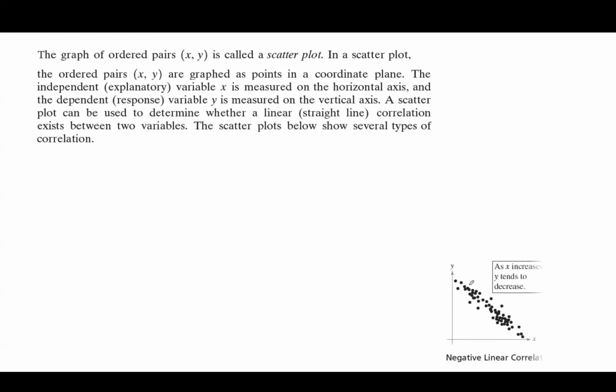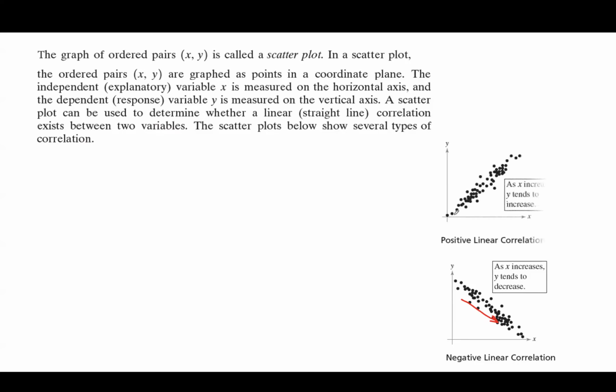For example, you might have a negative linear correlation. So as x increases, the value for y starts decreasing. And we can fit a line passing through these points. And as you can see, from left to right, the line is decreasing. In this case, we say that we have a negative linear correlation. Well, you might have a positive linear correlation as well.